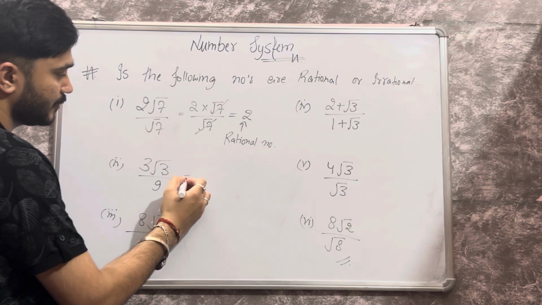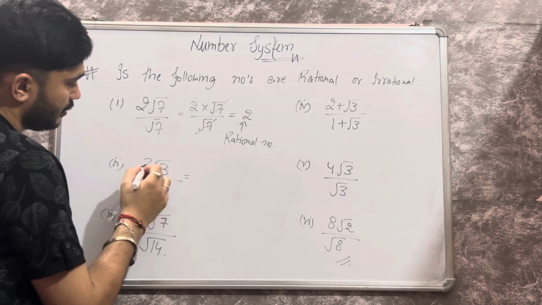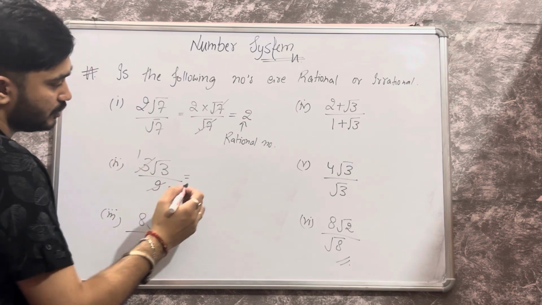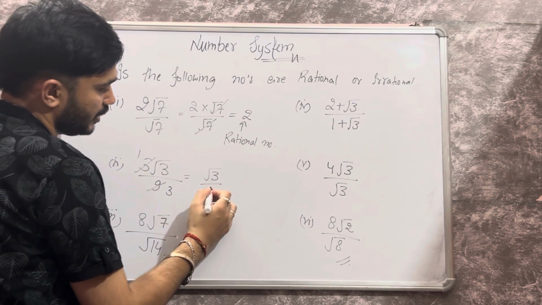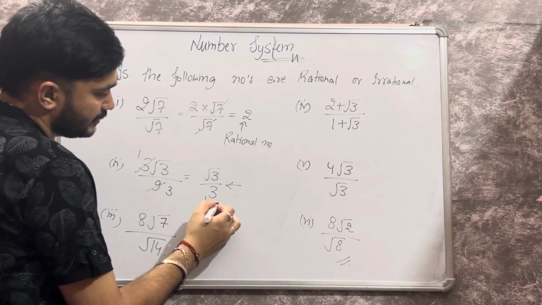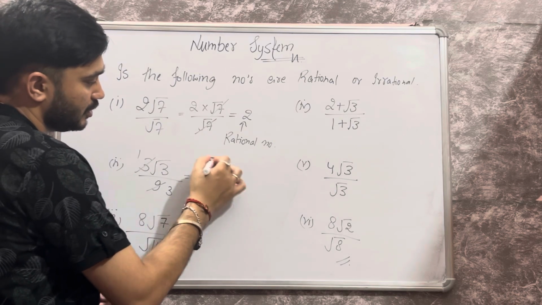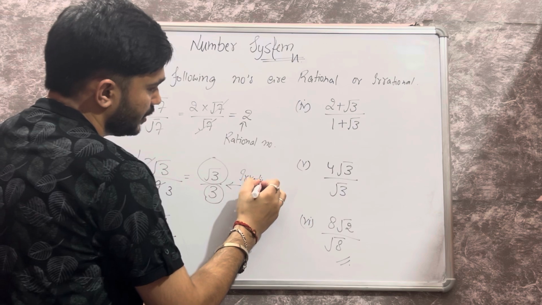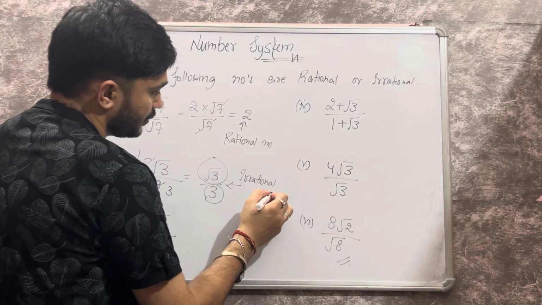Any doubt? Now here we can cut this 3 with this 9. We will get 1 upon 3. We will get under root 3 upon 3. Here this 3 is rational, but this under root 3 is irrational. So this number will be an irrational number.